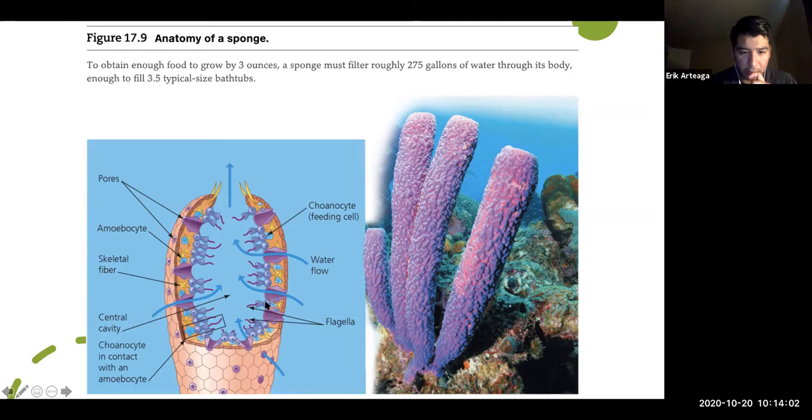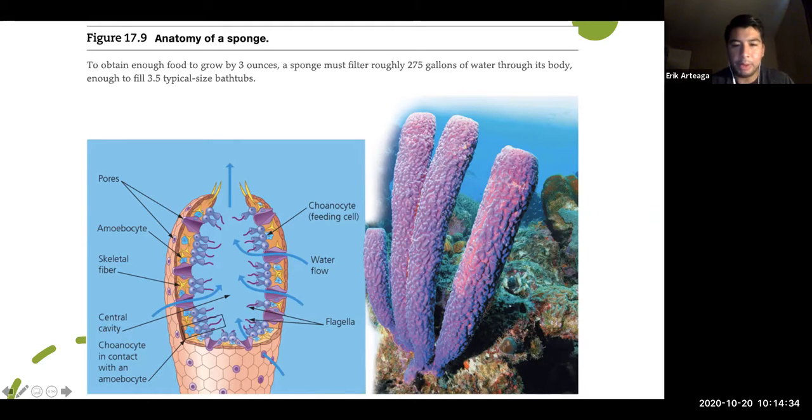So again, the job of these cells, these conocytes, is to create a vortex, to create that suction power, to pull in the water and filter out anything that's floating by. The amoebocyte is then going to allow for the food to be picked up through these pores, and then it will feed the rest of the structure. So again, these are organized animals, but they're very simple, very early developed and not complex.